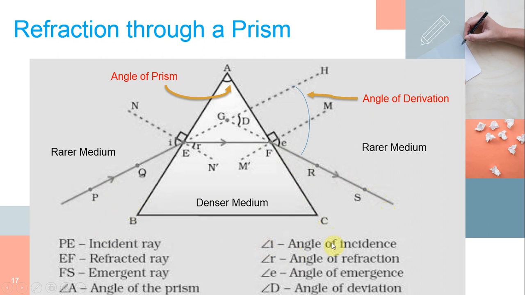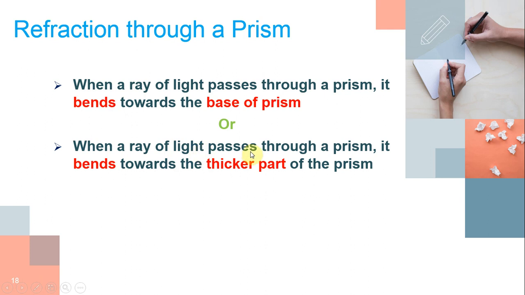Here BC is also the thickness of the prism. When a ray of light passes through a prism, it bends towards the thicker part. Here the thicker part is the base of the prism. So light bends towards the thicker part or base of a prism.